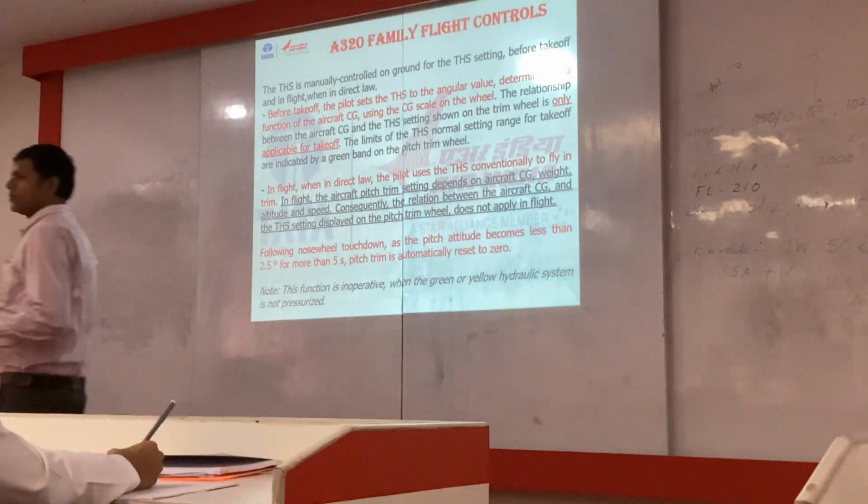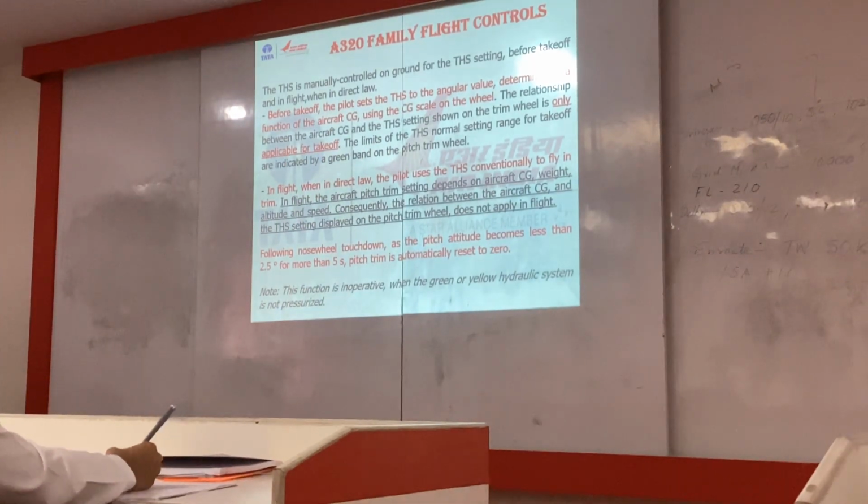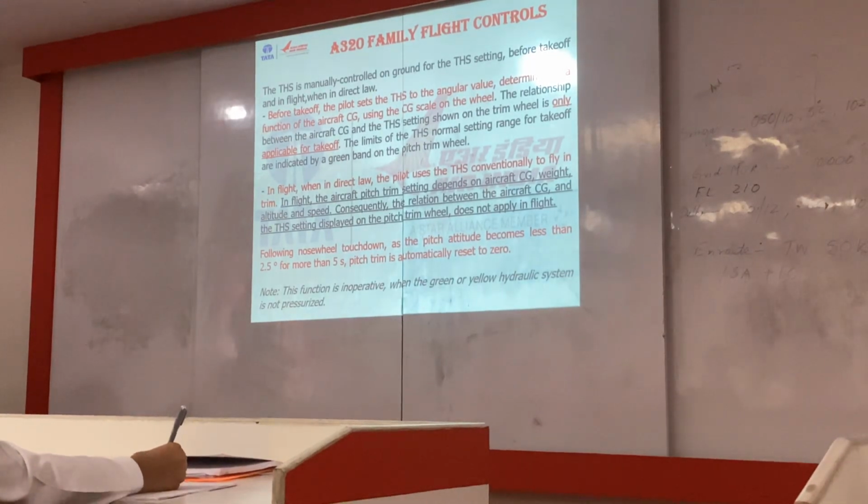During takeoff, with the help of the trim wheel, they make the entry. In flight, there is no change. They are not using it at all. Only during the takeoff phase, they make the entry by using the trim wheel.